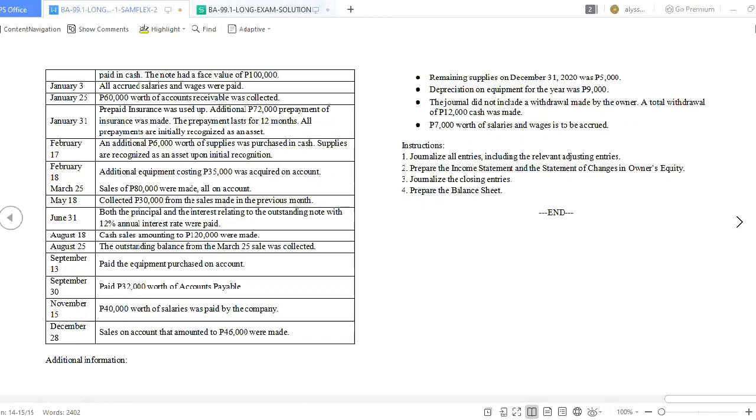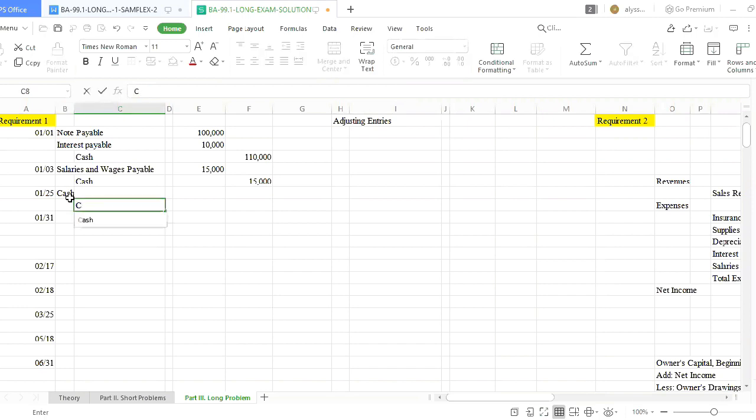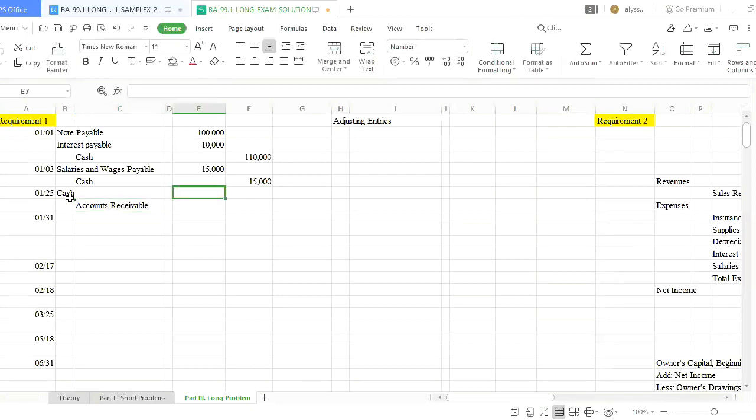Next, January 25. In January 25, 60,000 worth of accounts receivable was collected. So we receive cash, so we debit cash, and credit accounts receivable for 60,000.